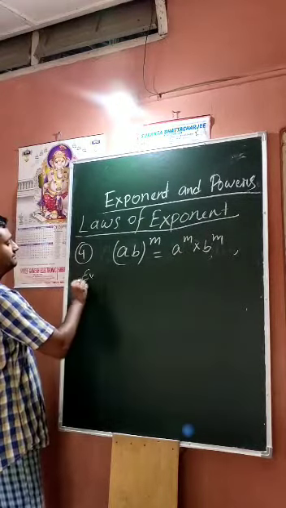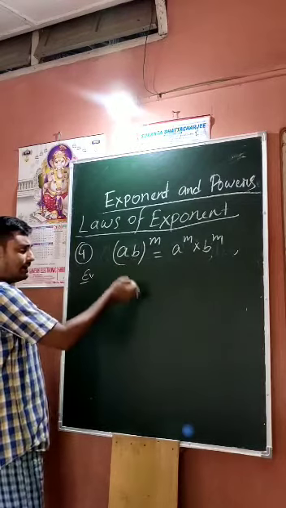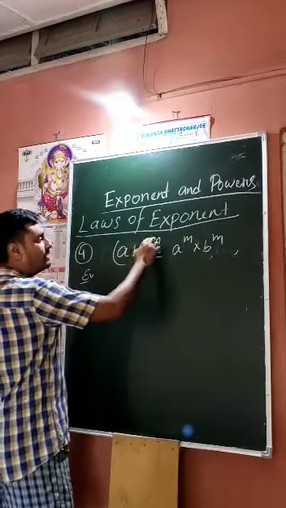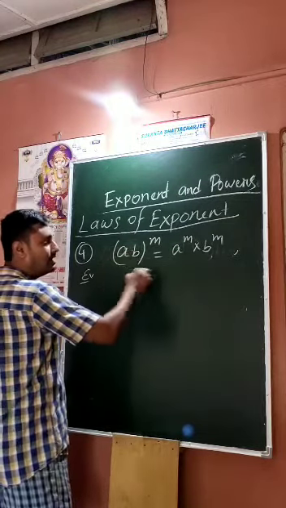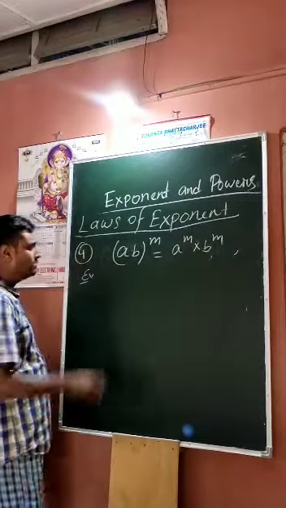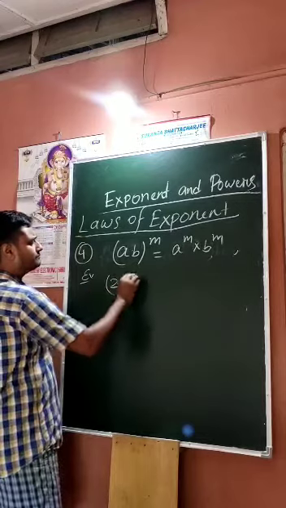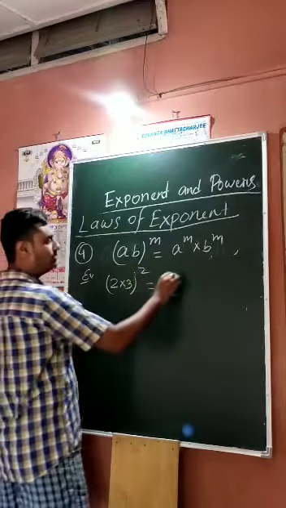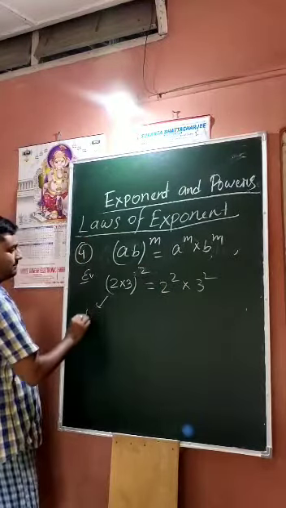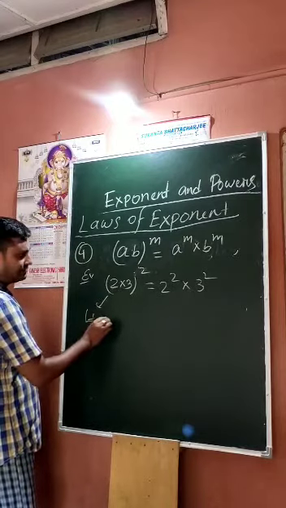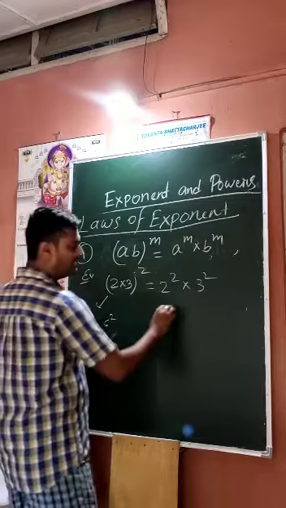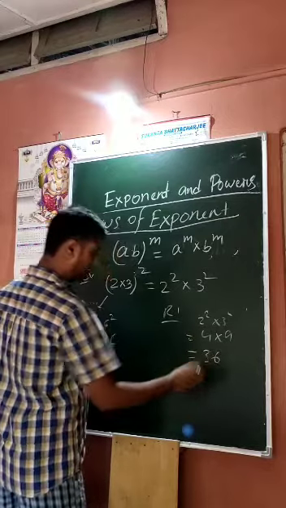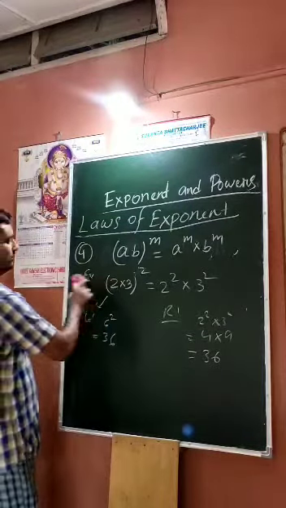Suppose in this case a and b are multiplied, and we take the power m of that multiplication. Then when you expand, it is a^m, and between a and b there is a multiplication symbol, which is why you write multiplication and b^m. You can take a number, suppose (2×3) whole to the power 2. Left hand side, 2 into 3 is 6, so 6 square means 36. Right hand side, you write 2 square into 3 square. 2 square means 4, 3 square means 9, so 9 fours are 36. Clear? So this formula is verified.